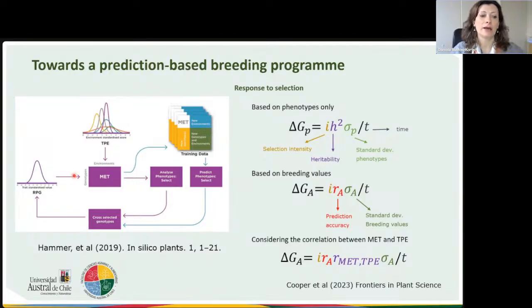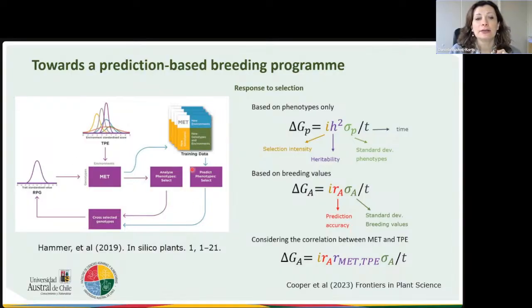So we have these multi-environment trials that represent the growing conditions, the target population of environments, and the germplasm that is relevant, that we have at our disposal as plant breeders, and we test them. But we don't want to make selections only on those genotypes, on those environments. I want to use those data to predict how new varieties would perform, or how a current variety would perform next year, for example.